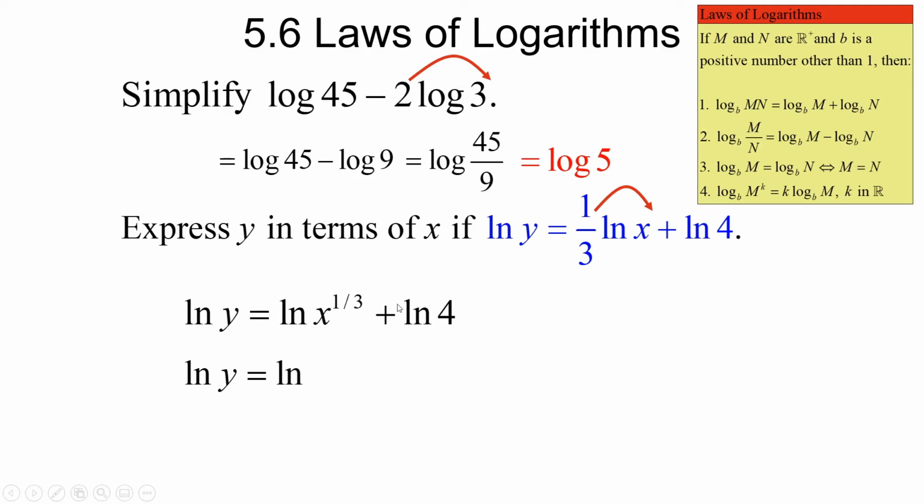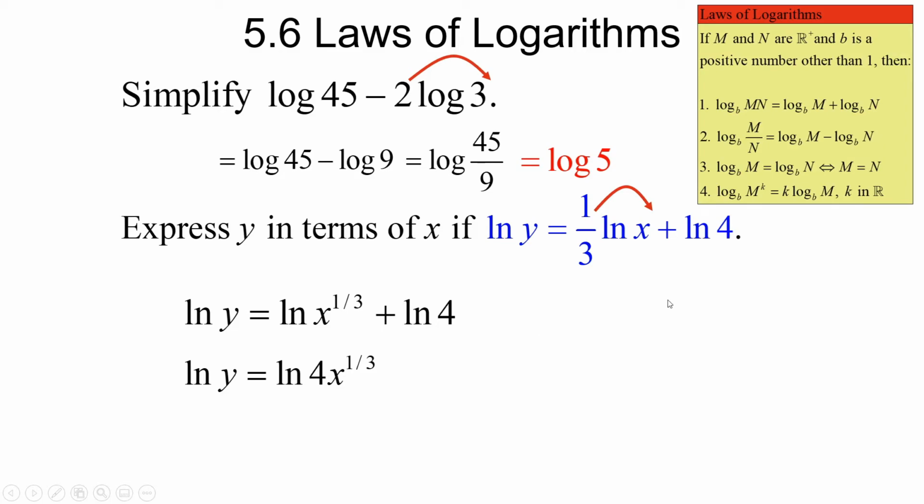When I have addition of 2 natural logs, well, look it up here. The log base b of m plus the log base b of n equals the log base b of m times n. So this should be the natural log of x to the 1/3 times 4, which how about I write that as 4x to the 1/3. And now I have the natural log of y equals the natural log of 4x to the 1/3.